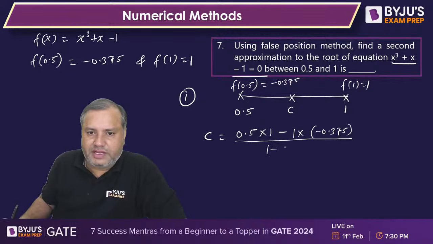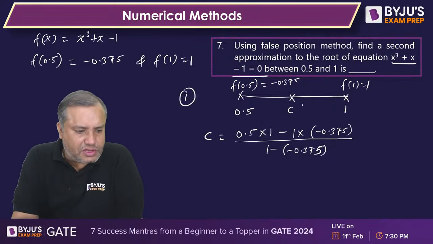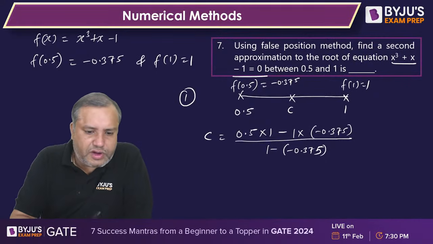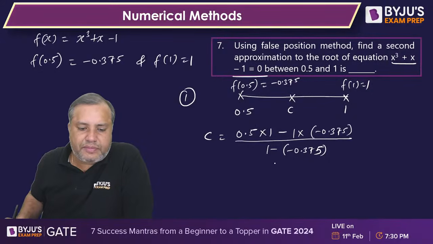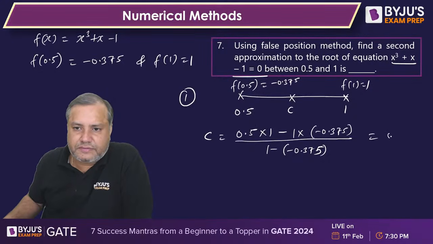Then 1 minus of minus 0.375. Let us work out this. Let us solve this. Very good, Rahul. 0.5 plus, minus minus becomes plus, 0.375. So after first approximation, I am getting 0.6363.